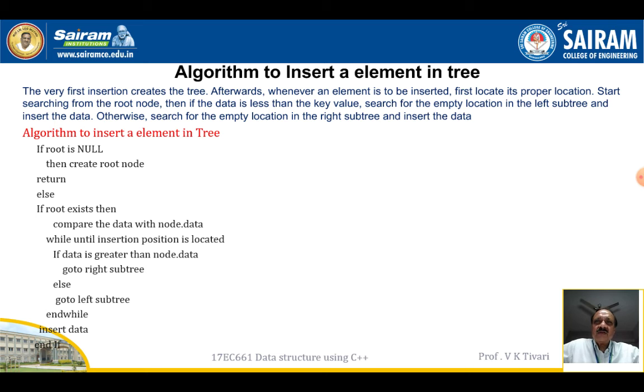Then if the data is less than the key value, search for the empty location in the left subtree and then insert the data. Otherwise, search for the empty location in the right subtree and insert the data. This is the basic idea of writing the algorithm or code for a binary tree in C++.